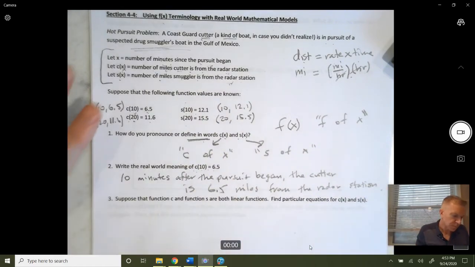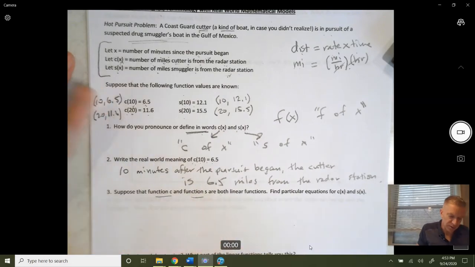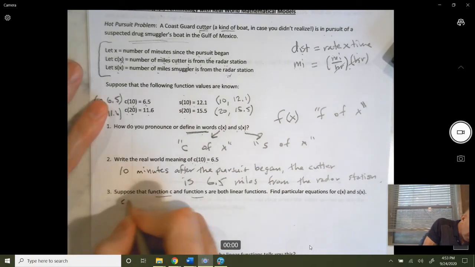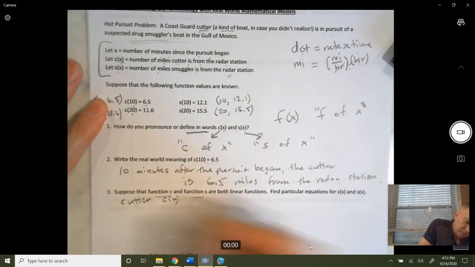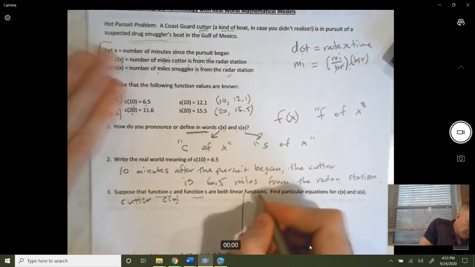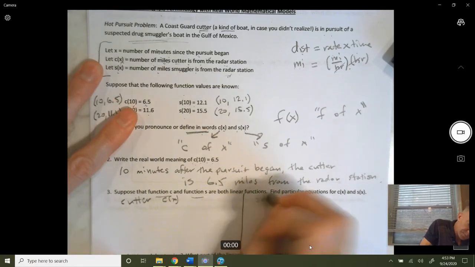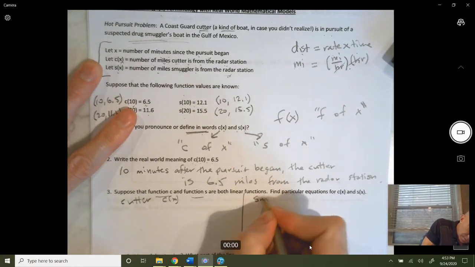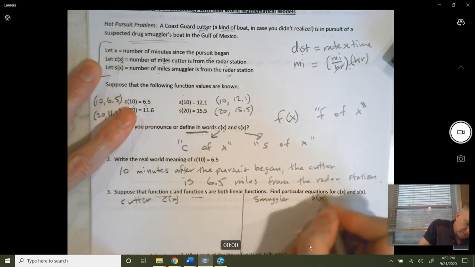Okay. Suppose that the function c and the function s are both linear functions. Find the particular equations for c of x and s of x. Well, for c of x, the cutter, I'm going to put this over here, and then the s of x, or I'll say the smuggler, the s of x, okay?